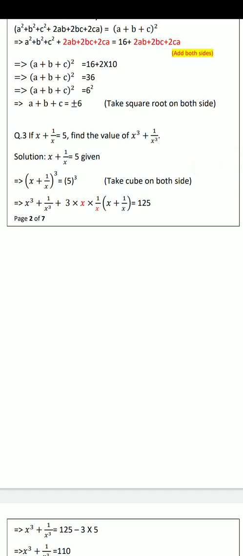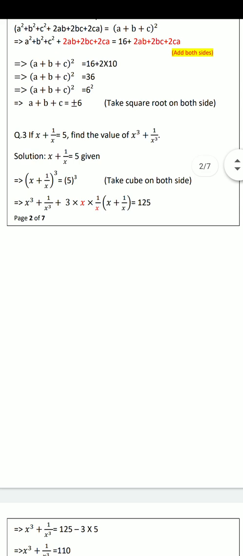Now take the root on both the sides. So a plus b plus c equals plus minus 6. Again, we are taking the root, so the sign will come as plus minus.